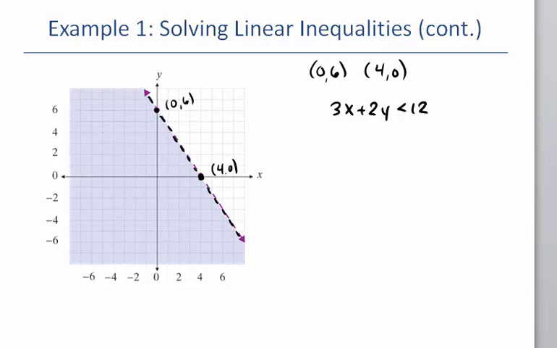I think I'm going to pick 0, 0 because I know that will be a super easy point to plug in. But you want to plug in some point over here or some point over here. Not a point on the line, but anything else would be okay. So I'm going to plug in 0 for x and 0 for y.